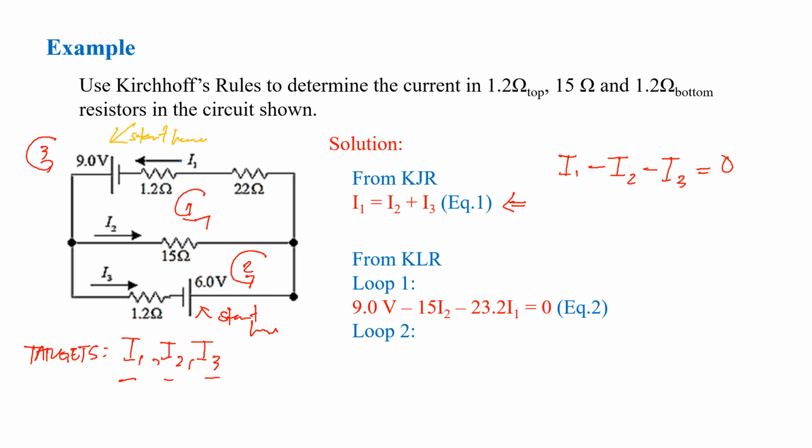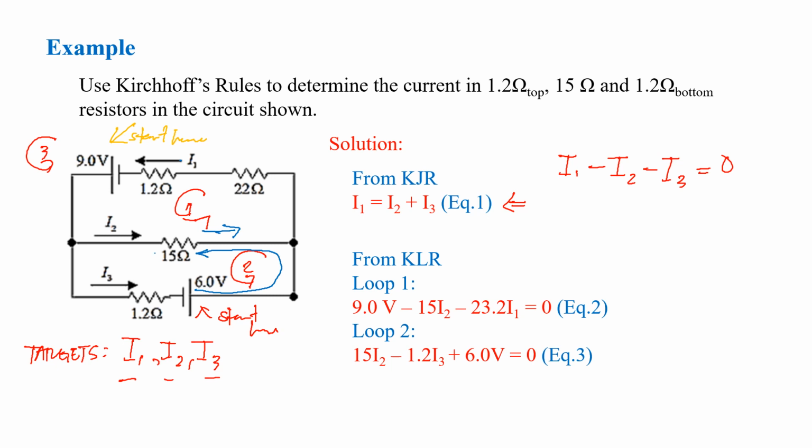You have positive 6 volts, and then positive 6 volts, we go around, we pass this 15 ohms. So this is our direction. Our current for your 15 ohms is going to the right. You are going to the left. So that means you have 15 I2, which is positive since your current and then your travel is in opposite directions.